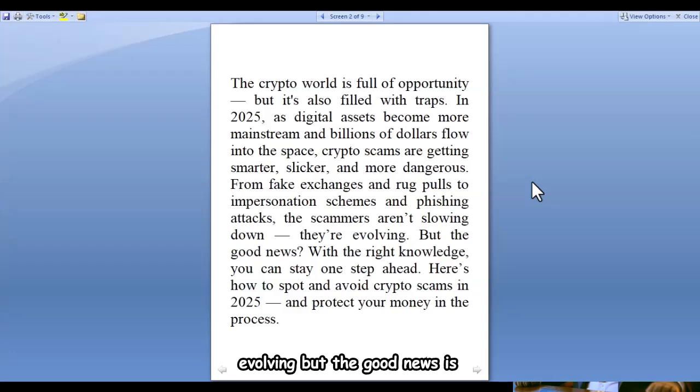But the good news is, with the right knowledge, you can stay one step ahead. So here is how to spot and avoid crypto scams in 2025 and protect your money in the process. So now let's go to the next page.